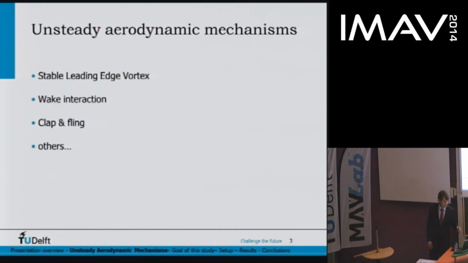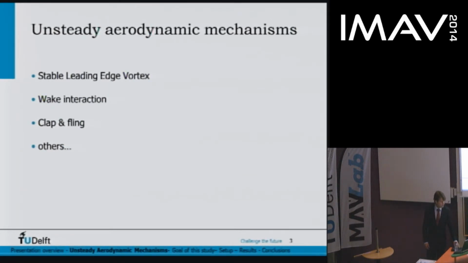So, unsteady aerodynamic mechanisms. Like Bas already mentioned, the aerodynamics of flapping wings are quite different from those used in fixed wing aircraft or rotorcraft. Instead, they rely on unsteady aerodynamic mechanisms for the generation of their lift. Now, there are three important mechanisms I'd like to point out and quickly discuss. Those are the stable leading edge vortex, wake interaction, and clap and fling. There are several others, however, I'm not going to go into detail about those.